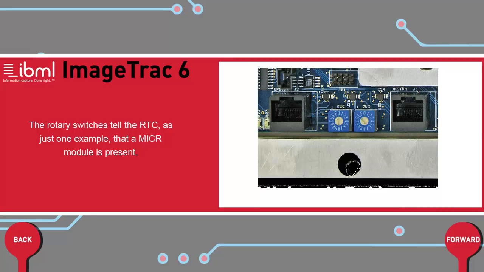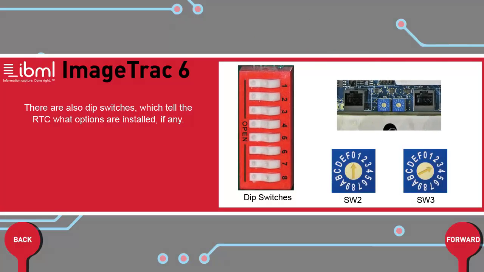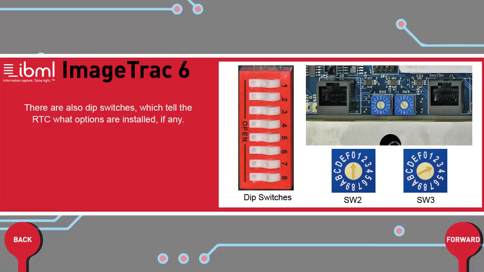These switches tell the RTC what type of module is present and where it is located. They are labeled SW2 and SW3 and are visible from the back of the machine. As you can see here, the SW2 is on the left and the SW3 on the right. There are also dip switches, which tell the RTC what options are installed on the module, if any. These options include the barcode reader, MICR, inkjet printer, etc. For more information on how these switches should be set, please view the Hardware Setup section within the Hardware Reference Manual.